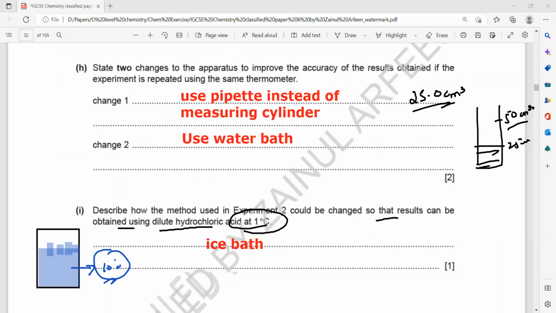Is it clear, this experiment, this question? Yes, sir, clear.